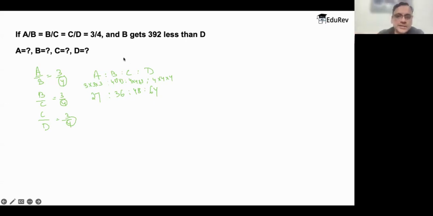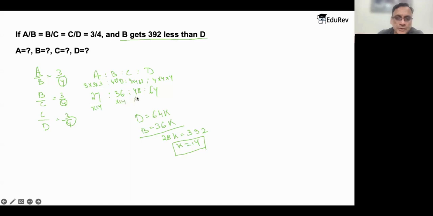Okay. Now it says B gets 392 less than D. So how much does D get? 64K. How much does B get? 36K. Okay. So D gets how much more than B? 64 minus 36, 28K. This 28K is equal to 392. Hence, K is equal to 14. Very simple. K is equal to 14. Okay. So for each one of them, their actual value is into 14.